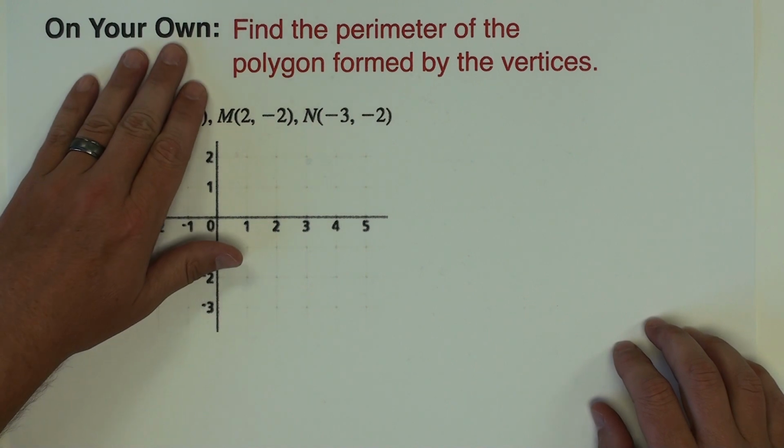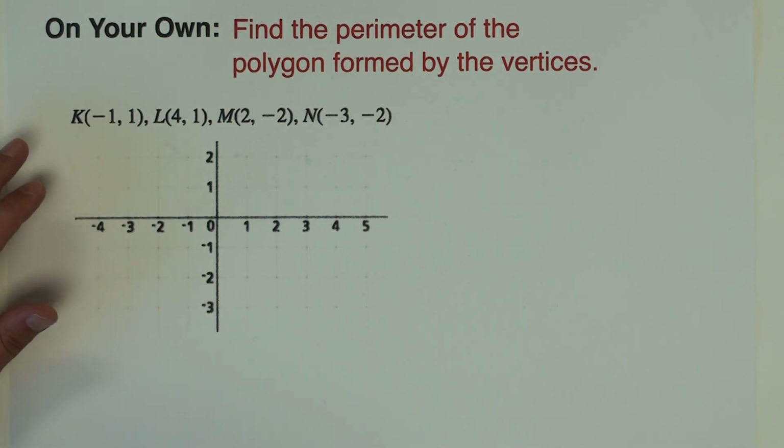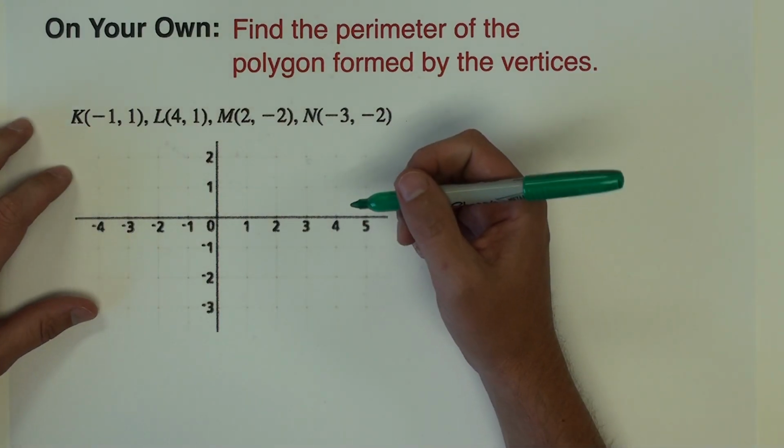Okay, we have one final example. The directions say on your own, so you can certainly pause this and work it out on your own if you would like, and then unpause it to see what the answer is at the end, or you can follow along. I'll leave that up to you. But we want to find the perimeter of the polygon formed by the vertices. So let's begin by plotting this out.